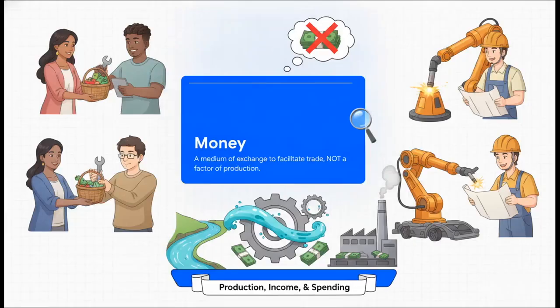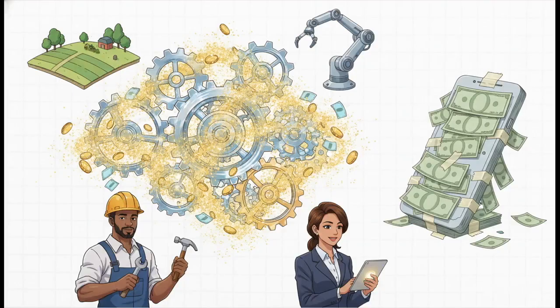But hold on, we need to pause here for a second to clear up a really common misconception. Did you notice what's conspicuously missing from our list of factors? Money. Money itself is not a factor of production. Unlike a heavy-duty robotic arm or a highly trained engineer, you cannot build a car out of a stack of 50-pound notes. Money serves exclusively as a medium of exchange.